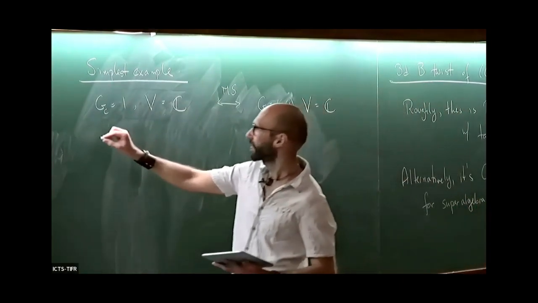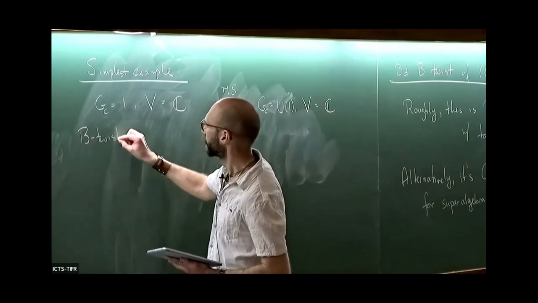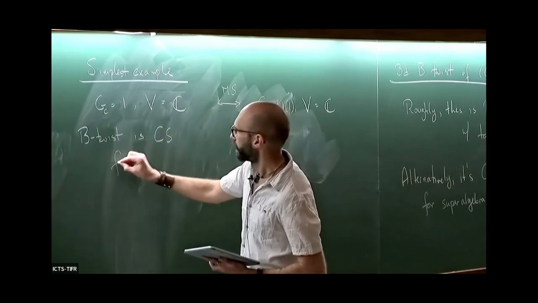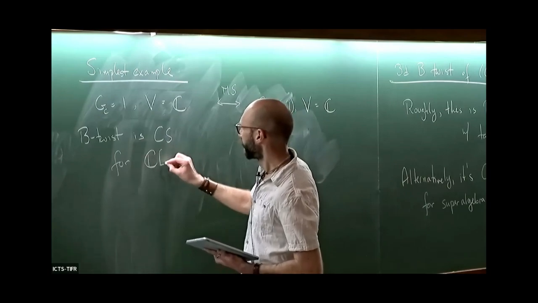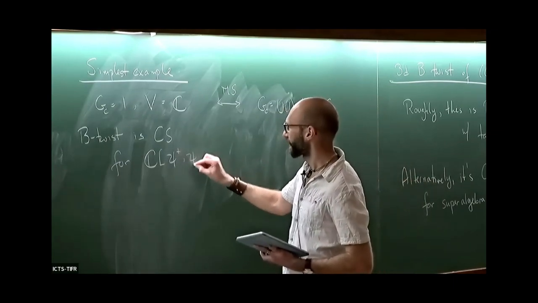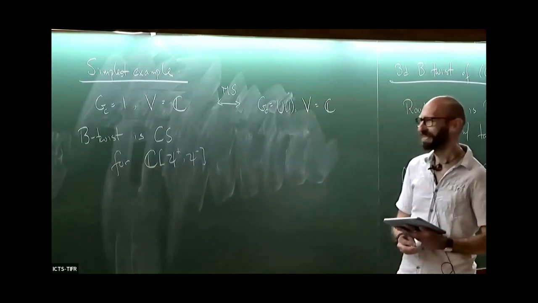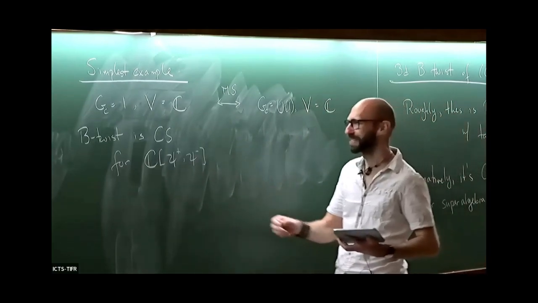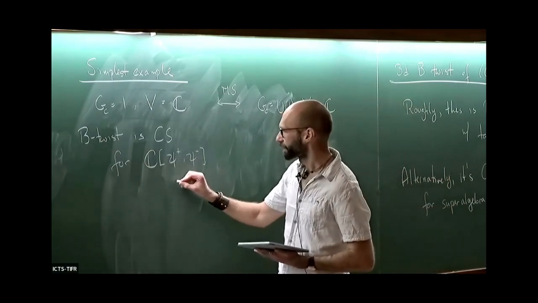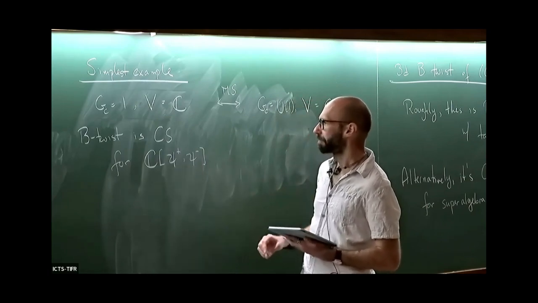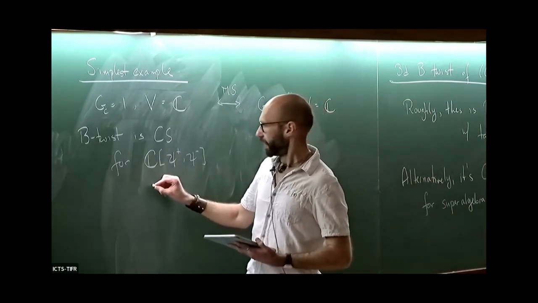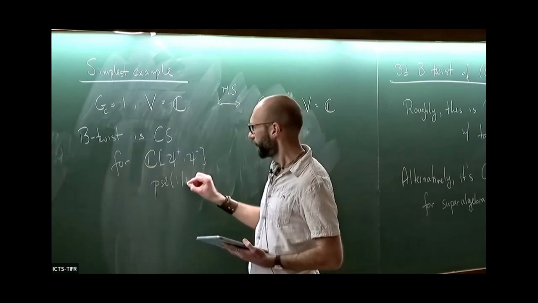The B twist on this side is Chern-Simons theory for an algebra that's sometimes called PSL 1/1, but it's this sort of stupidest algebra imaginable. It's generated by two odd generators that anti-commute to zero. This is a tiny algebra. It's PSL 1/1.